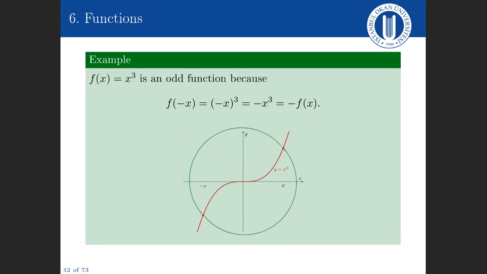X cubed is an odd function. If I start with f of minus x, that's minus x cubed, which is the same as minus f of x. For this function, we always have that f of minus x is equal to minus f of x. So this function is an odd function. For an odd function, we can imagine taking the graph of the function and then rotating this graph 180 degrees about the origin, and we get exactly the same graph.